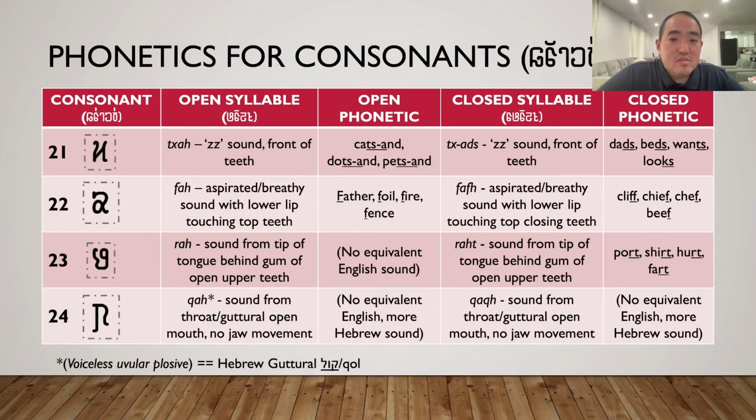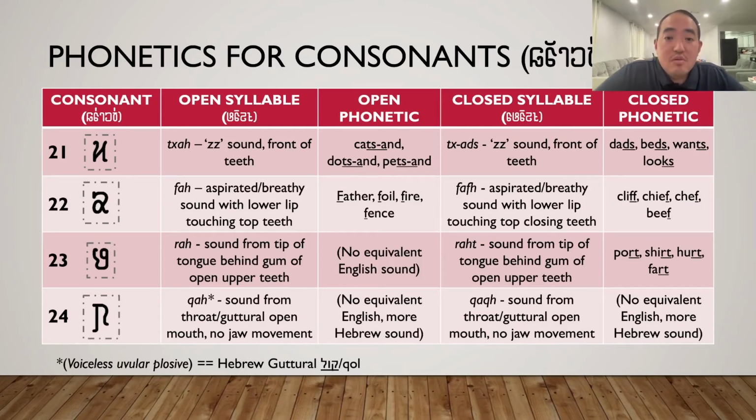So you'll hear this in words like cats and, dots and, pets and. You'll hear it in the TS of cats, dots, or pets, followed by the A in the "and," right? Tsa, tsa. Cats and, dots and, pets and. That's how you pronounce the open syllable for that.